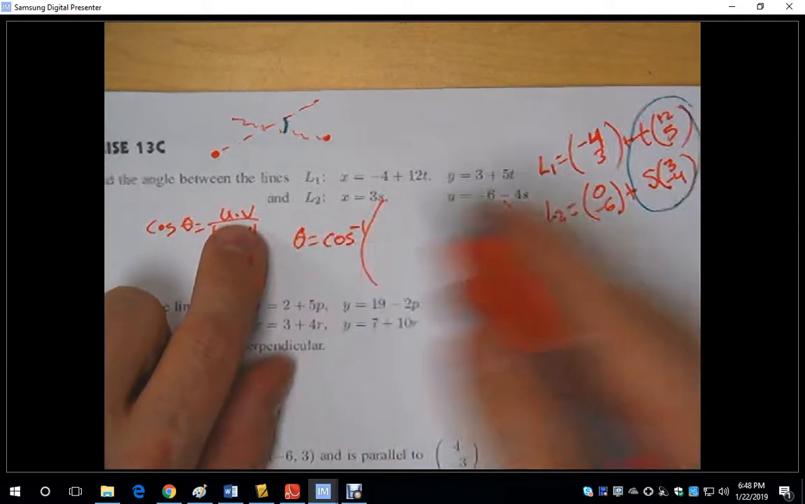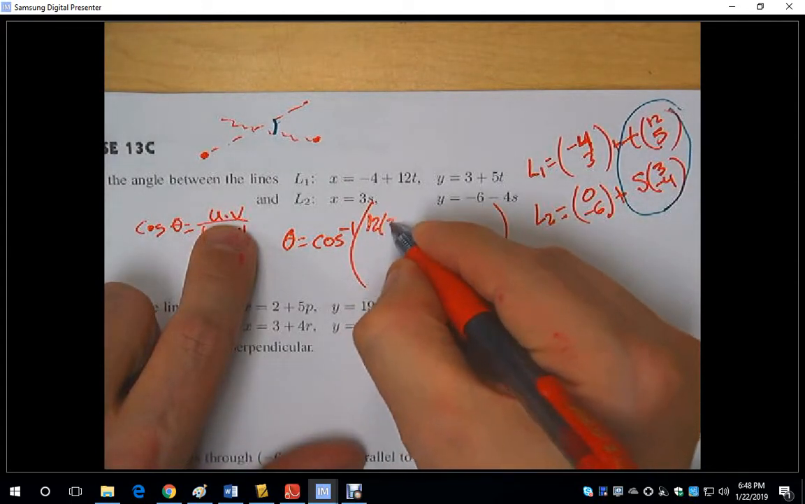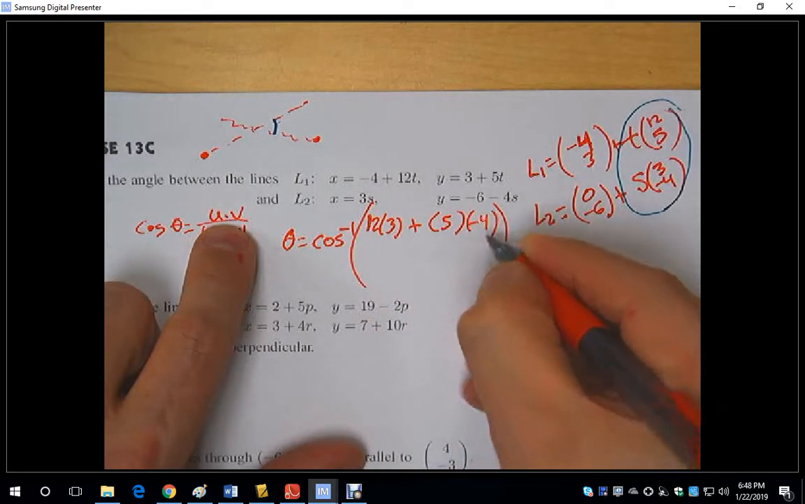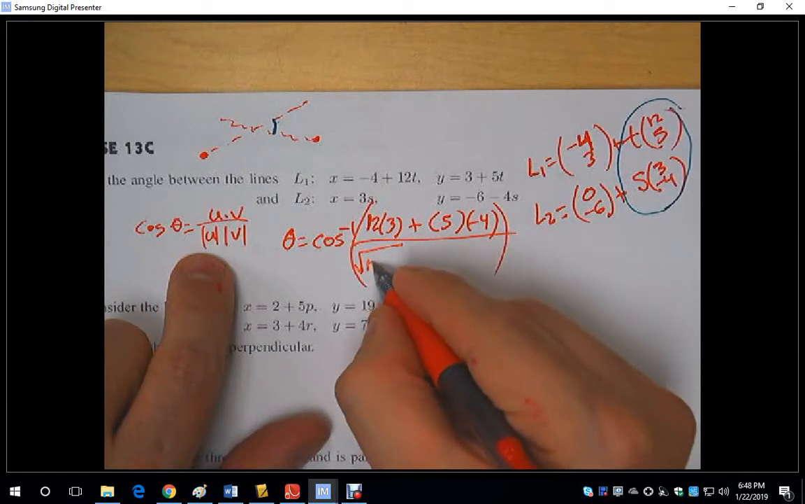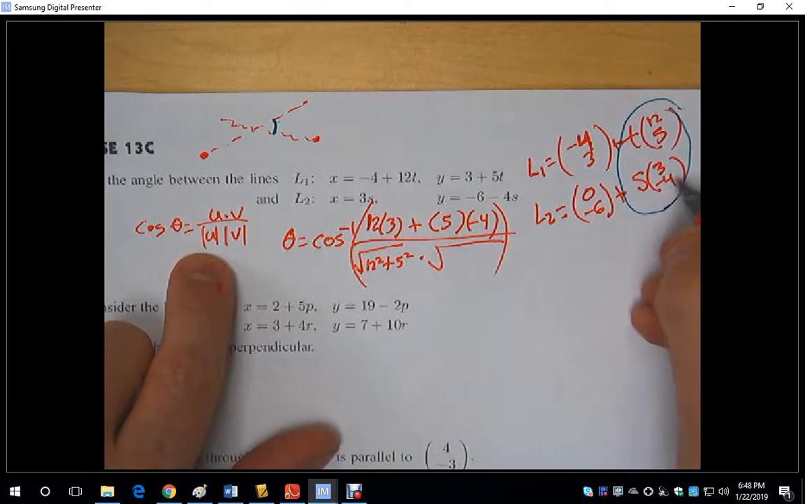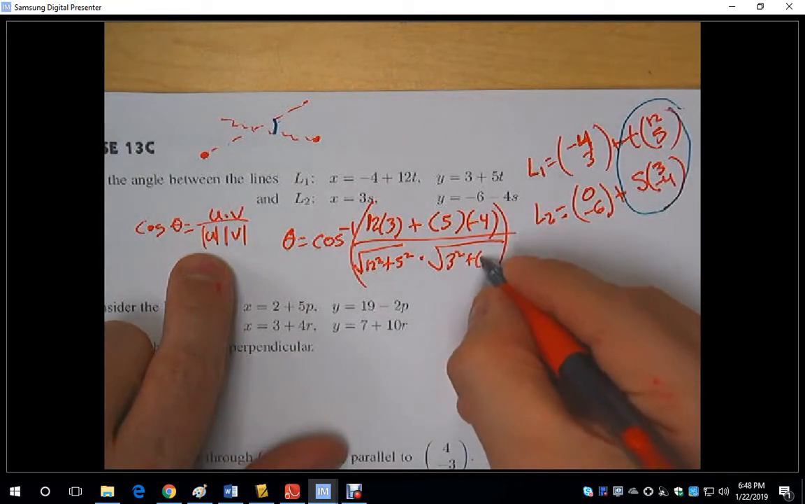So I get that theta equals the inverse of cosine of the dot product of u and v, which would be 12 times 3 plus 5 times -4, over the magnitude of u, so that would be the square root of 12 squared plus 5 squared, times the magnitude of our second vector, so that would be the square root of 3 squared plus -4 squared.